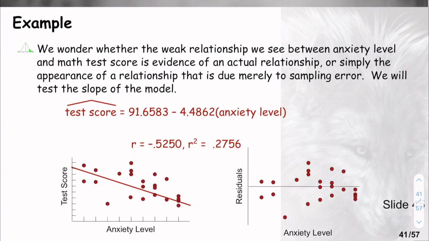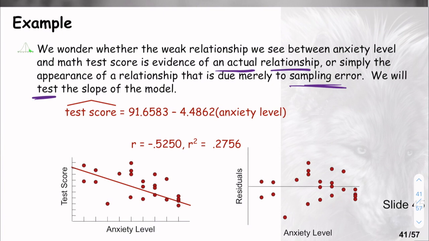We wonder whether the weak relationship we see between anxiety level and math test score is evidence of an actual relationship, or simply, is this just the appearance of a relationship that is due merely to sampling error? So how can we tell, is there something going on here, or is this just due to our specific sample? Maybe other samples get different results. So what we want to do is test the slope of the model. And anytime we're doing a test, we need to come up with a hypothesis.